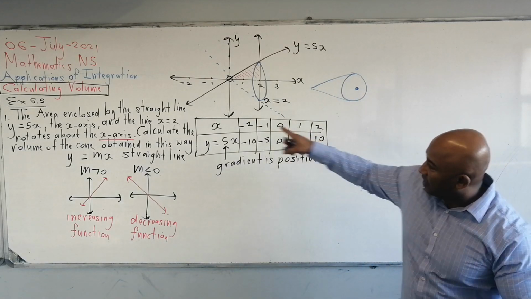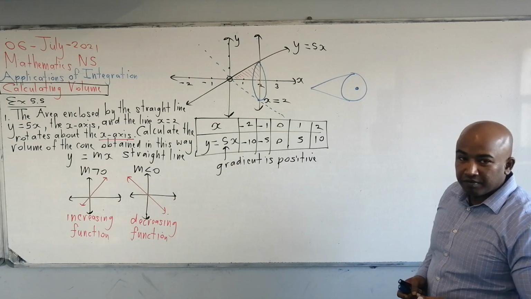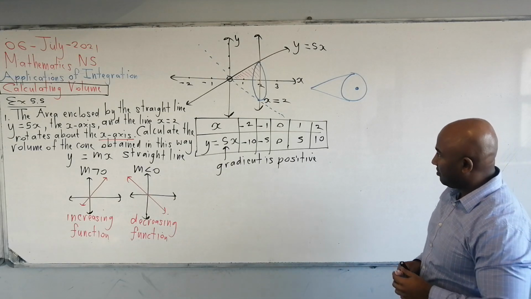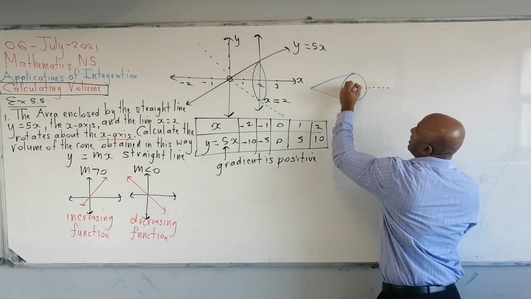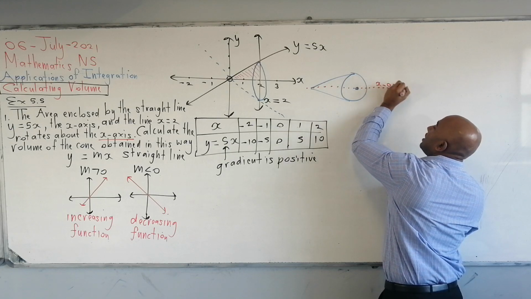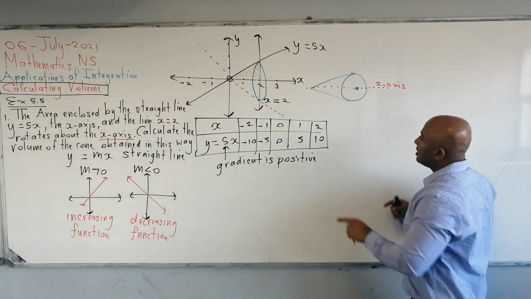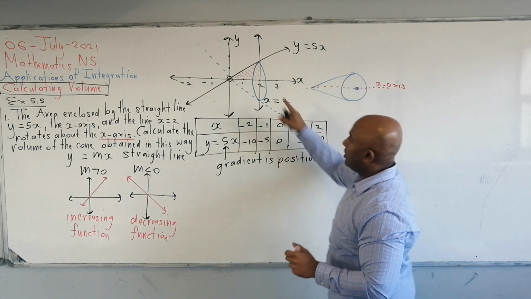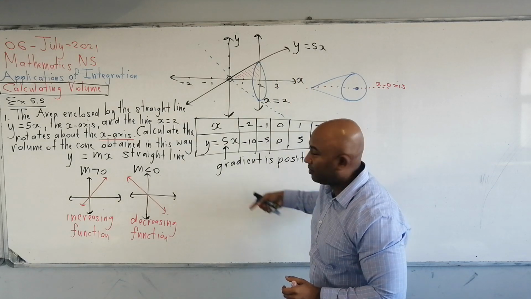Right, so there is the cone that is obtained. Now, what you need to take note of is that this here is the x-axis. We are going around the x-axis. So, here's your x-axis, that means you're going up and down.